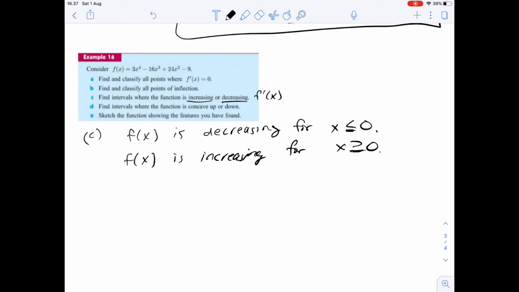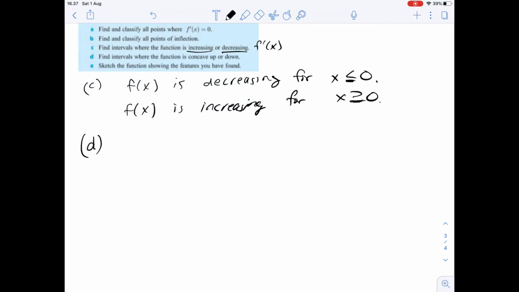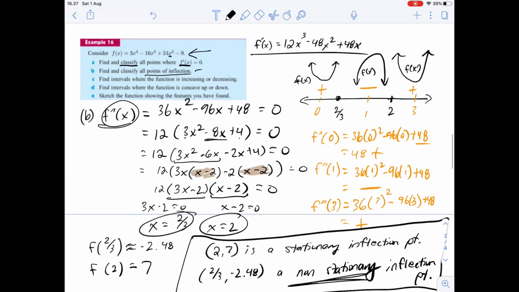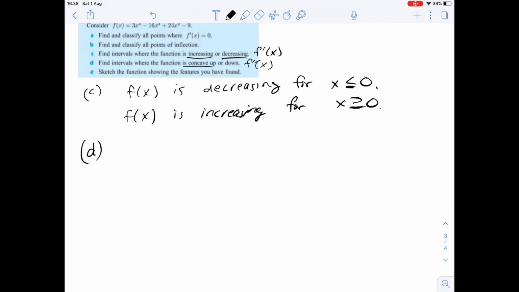So I'm not necessarily worried about what's happening at the point 0. I'm worried about what's happening over the interval. In part D, it's asking us to find the intervals where the function is concave up or down. Now, again, when we're looking for concavity, we look at our second derivative. And again, we've already found those. So you can see right here, it tells us where we're concave up and concave down. So we can just copy that down. We've already done that work.